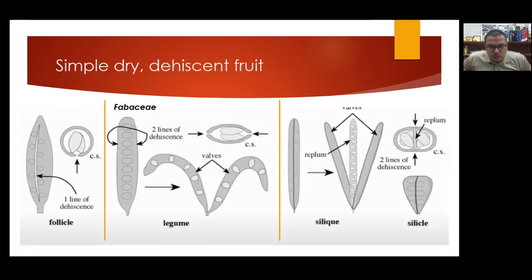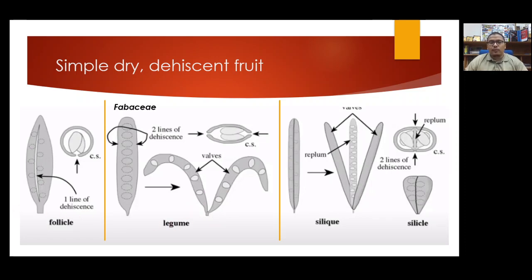So now we are going to turn to simple dry, but dehiscent fruits, fruits that open up. There are three kinds shown here. Here is a legume. It is the kind of fruit we can find in the bean family, the Fabaceae.